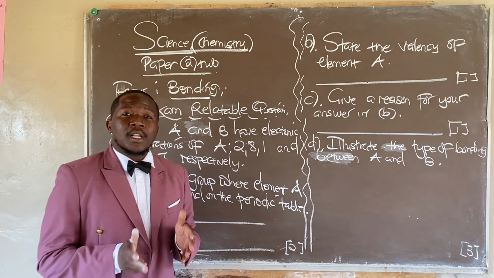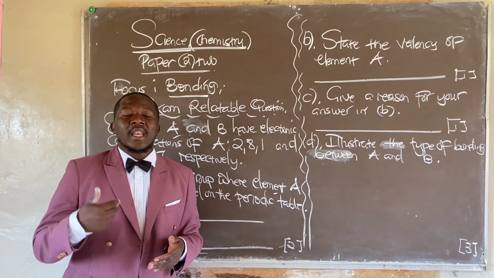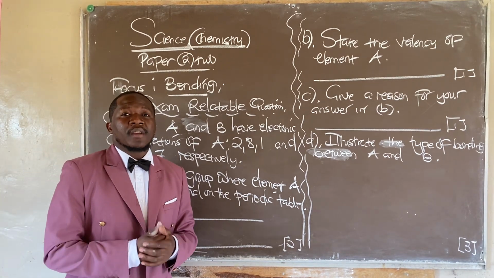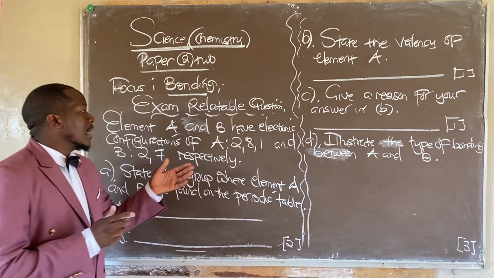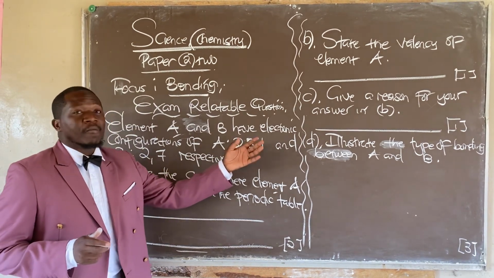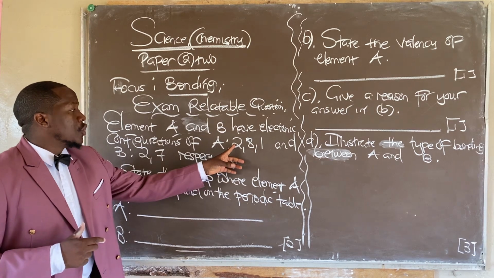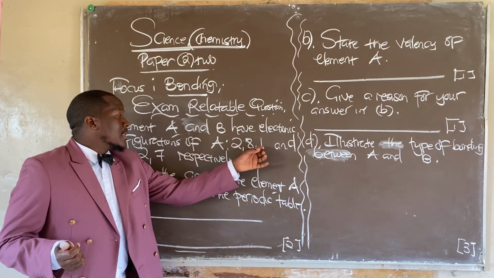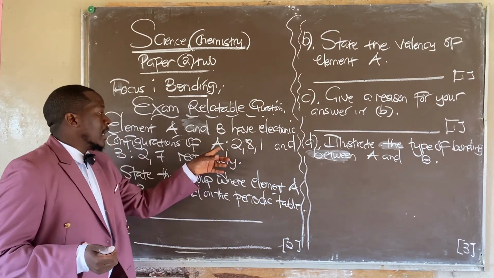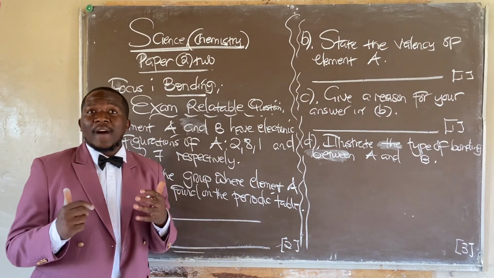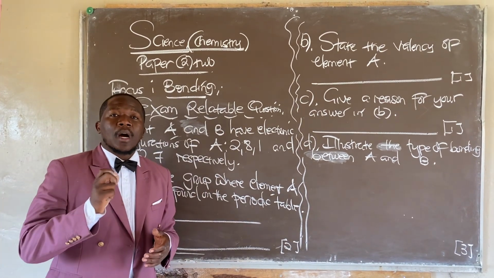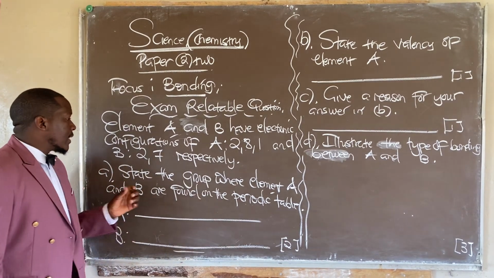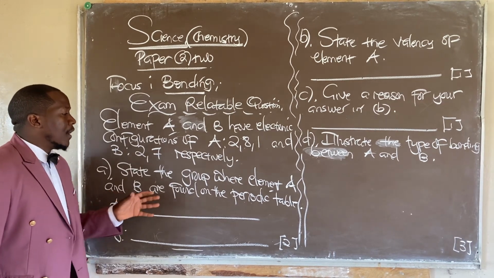If you want to determine the group where an element belongs on the periodic table, and you are given an electronic configuration, all you have to realize is the last number amongst the numbers you've been given. For instance, if I have 2, 8, 1, it means 1 happens to be the last number. This same one is the group where this element A is found. And if I have a diagram, I will need to count the number of electrons in the last shell or circle.